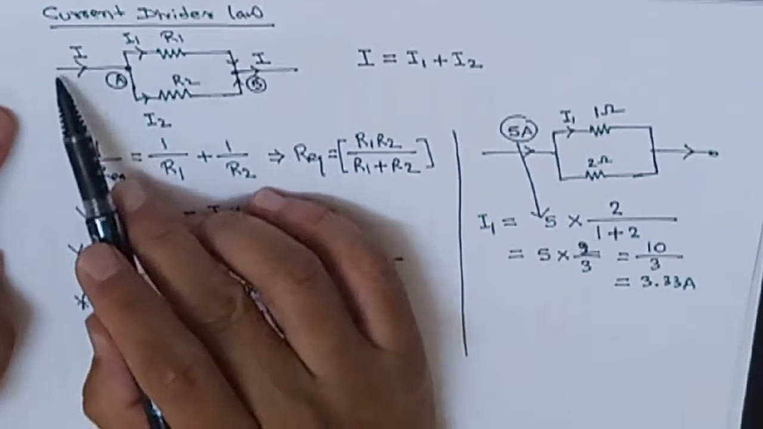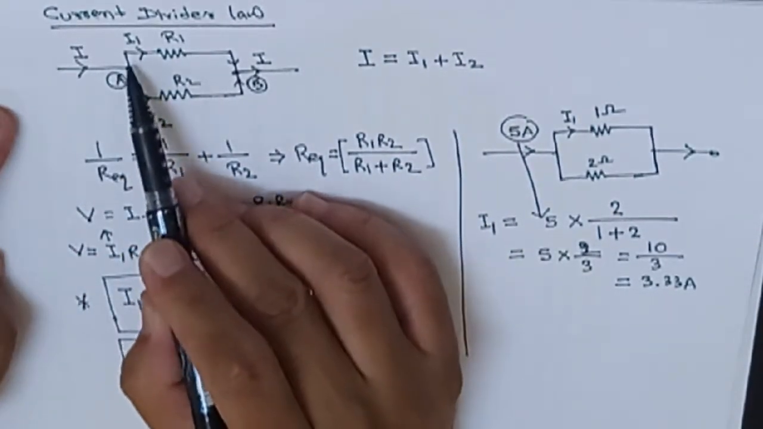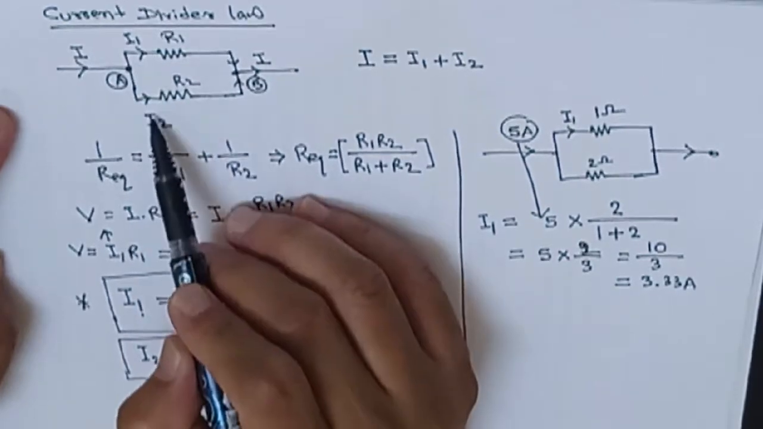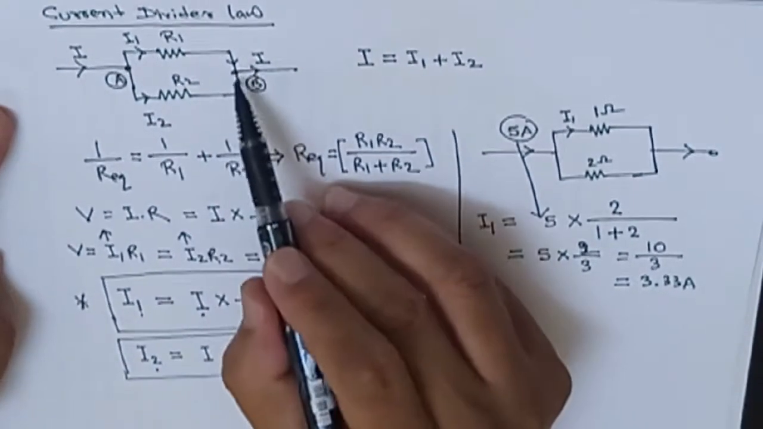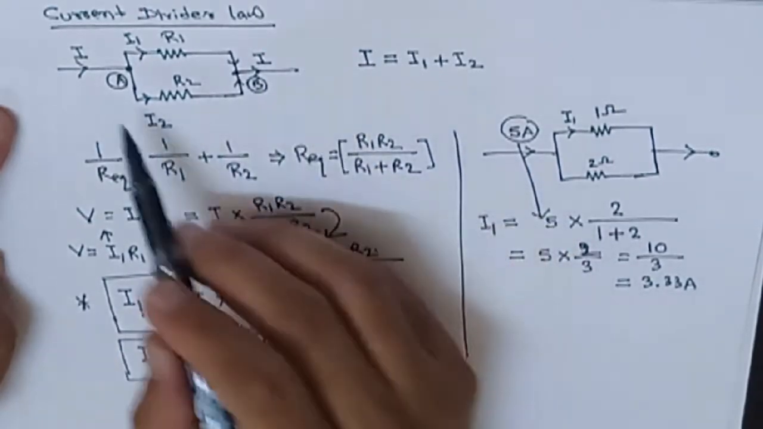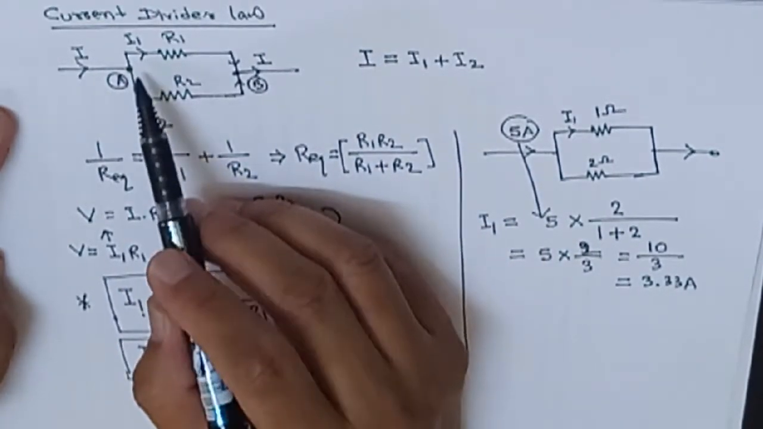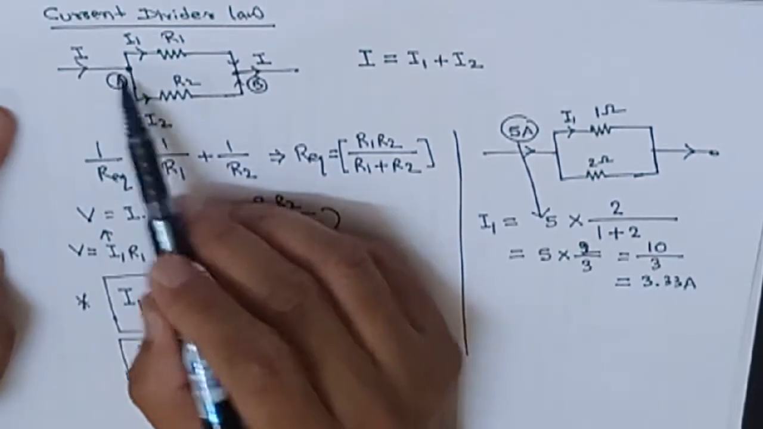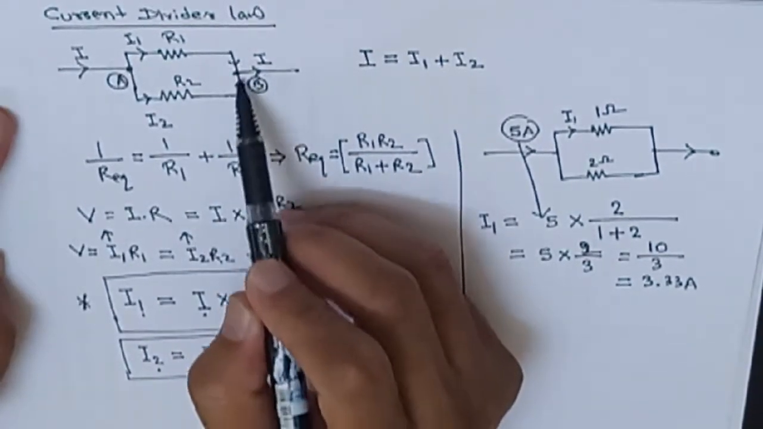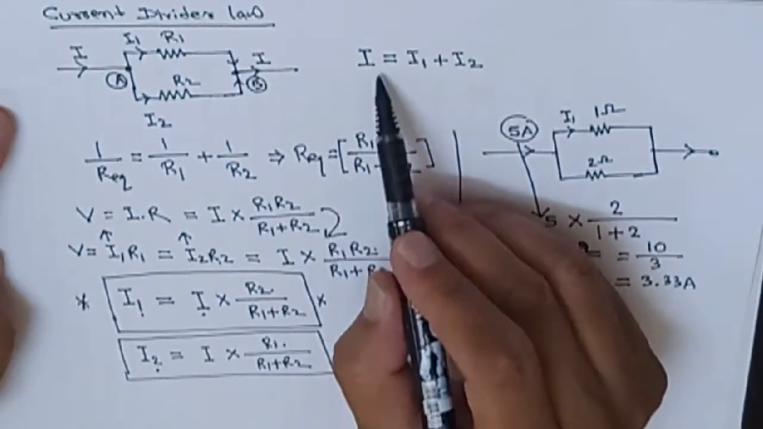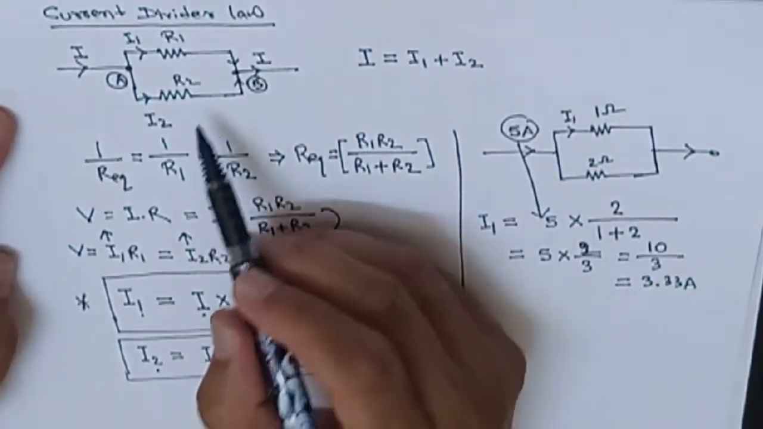So, one current is entering here, and this current is divided into two parts, I1 and I2, in the two resistances in parallel, R1 and R2. Then the same current is going out, because there is no chance for the current to go anywhere else. So I is entering and is divided into I1 and I2. Again, these two currents join and make the main current. So I equals I1 plus I2.